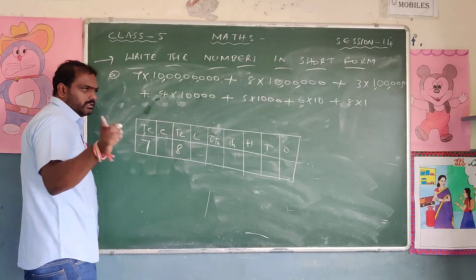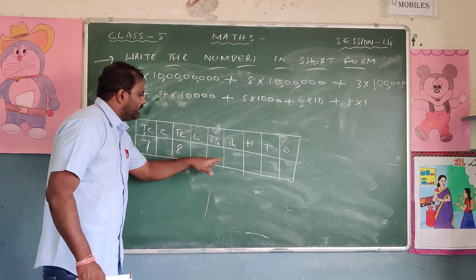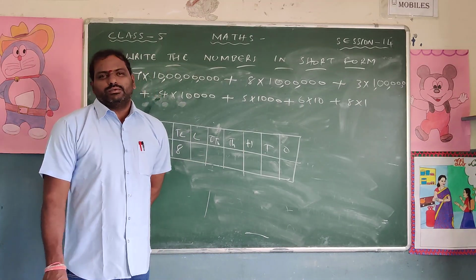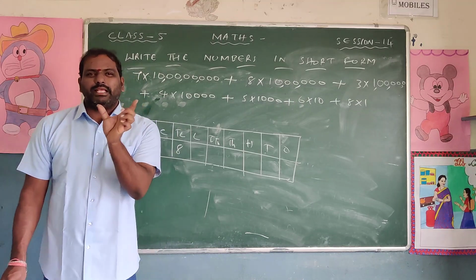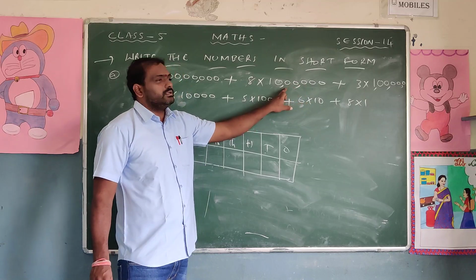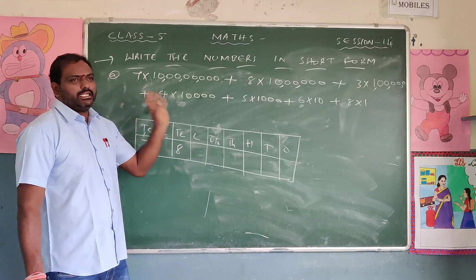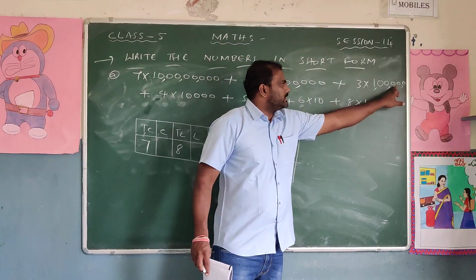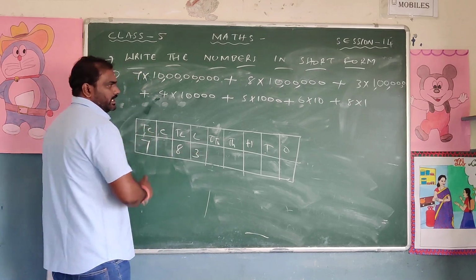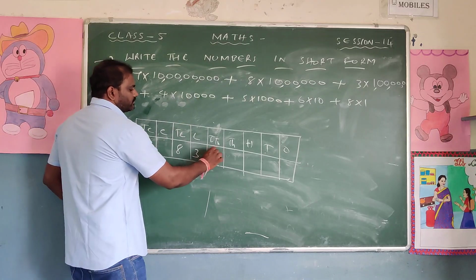8. All the students will do one mistake. They will write 7, they will write 8, and they will write 3, and they will write like this. Don't write like that. First you count the number of zeros. So place value. So this is units, tens, hundreds, 1,000, 10,000, lakhs, 10 lakhs. So this is 10 lakhs. You have to place 8 at 10 lakhs. Next, units, tens, hundreds, 1,000, 10,000, lakhs. So in the place of lakhs, what is there? 3. Then after that, 10,000, 4.